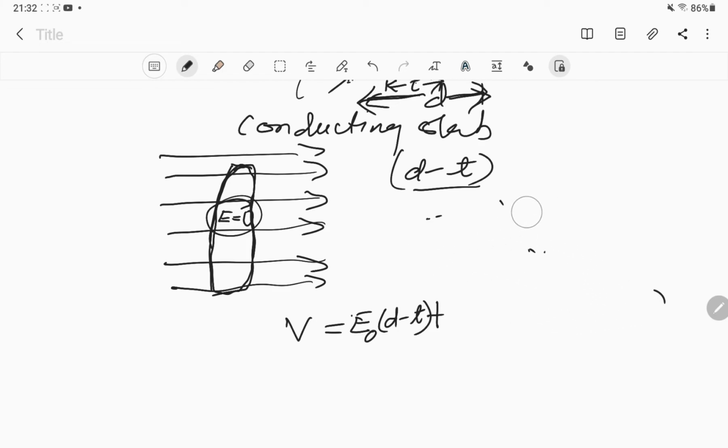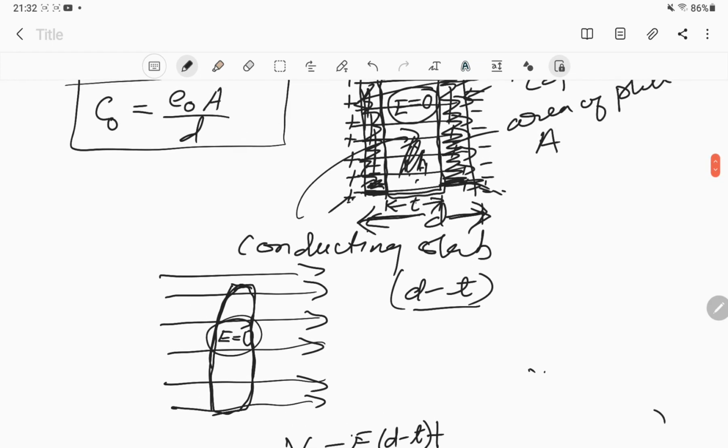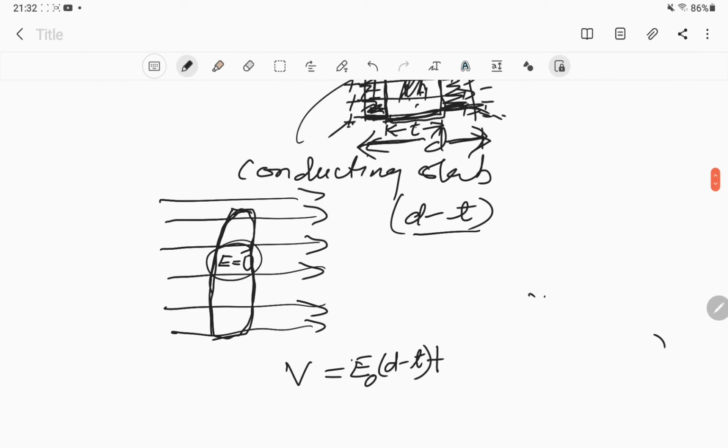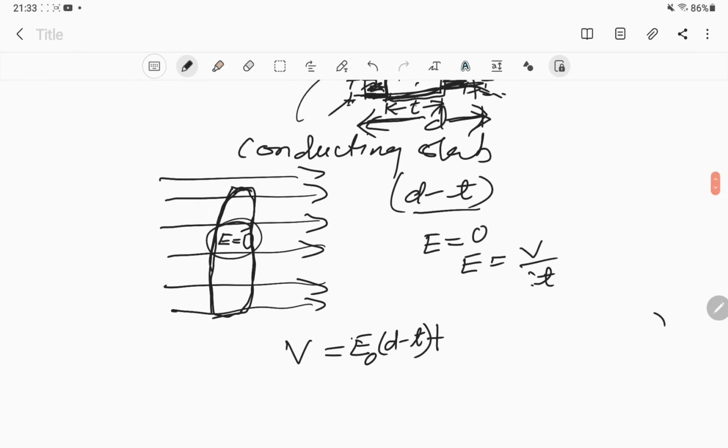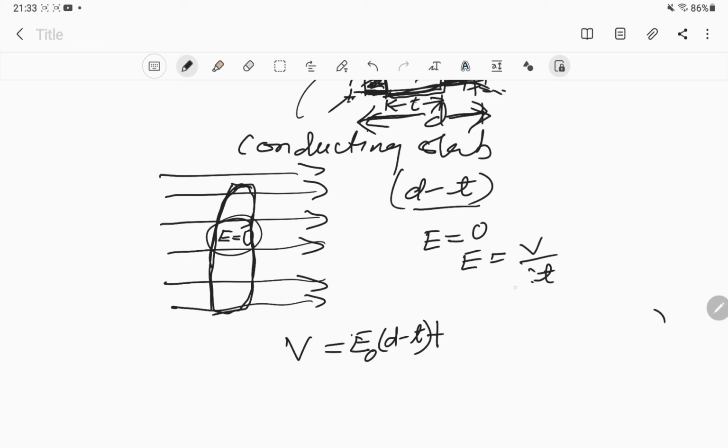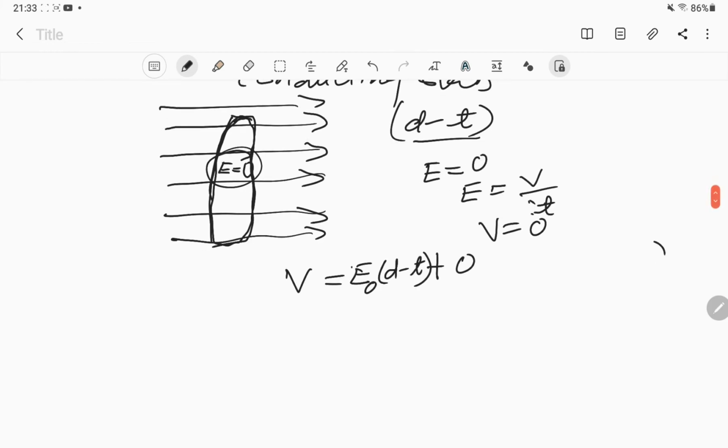Now the potential over the conducting slab. The thickness of the conducting slab is T, so we need the potential over T. Inside the conducting slab E is 0. According to the definition of electric field and potential, E equal to V by distance. Here the distance is T and the electric field is 0, so 0 into T is 0. So V equal to 0, plus 0. So we will have only V equal to E naught into D minus T.